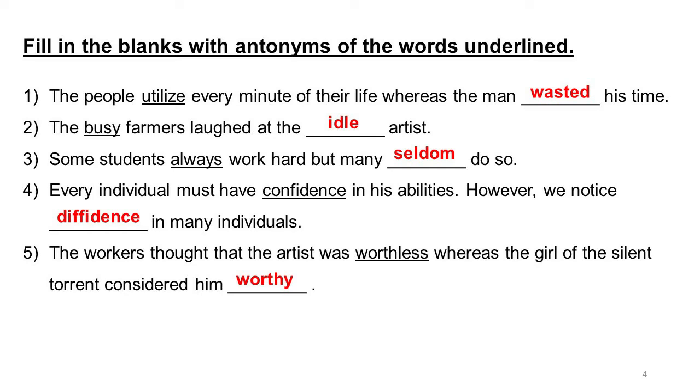The workers thought that the artist was worthless, whereas the girl of the silent torrent considered him worthy. So worthless and worthy are easy guesses. They are the antonyms of each other.